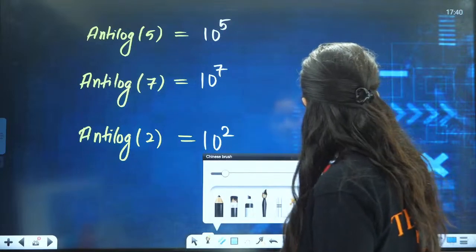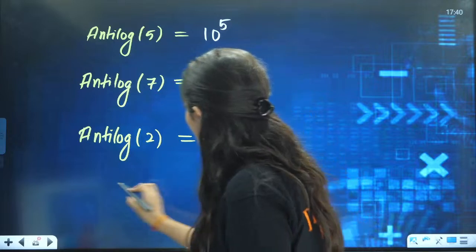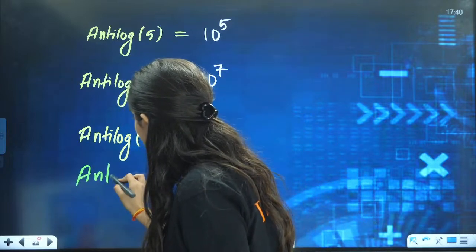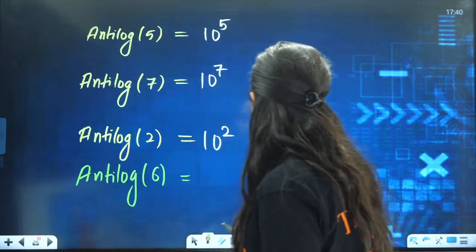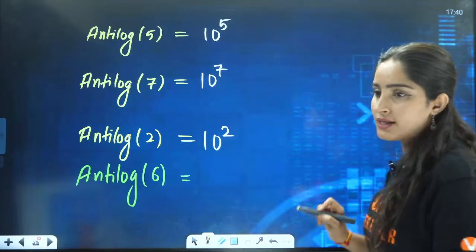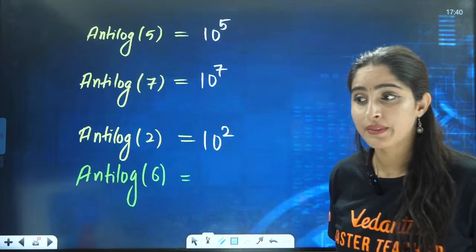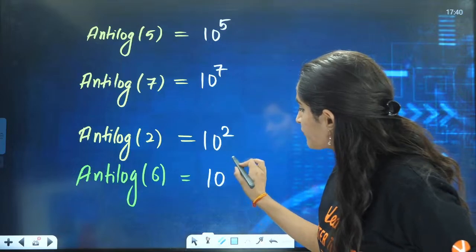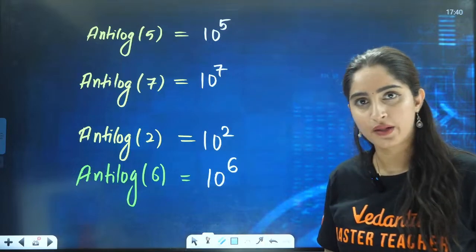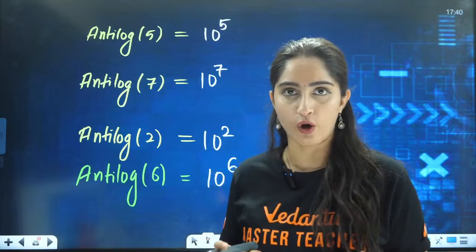Now everybody in the chat box, tell me, if you have a question where they have asked you what is the value of antilog of 6, what is the answer? That is 10 raised to power that value, that is 6. This is how you can calculate any antilog.